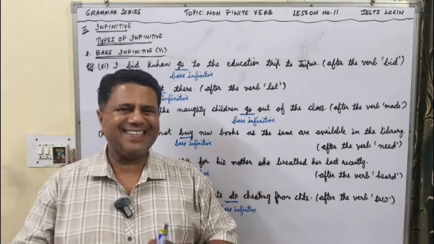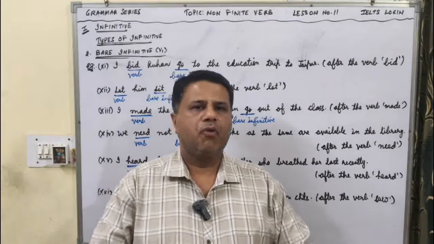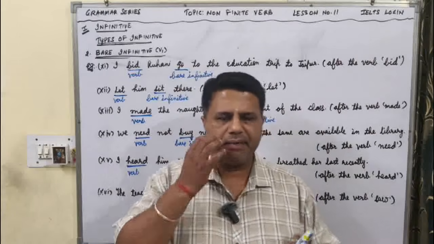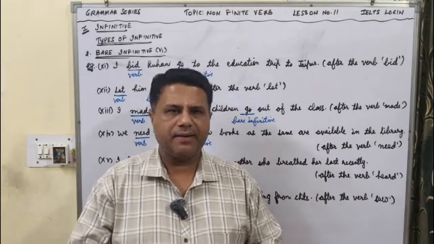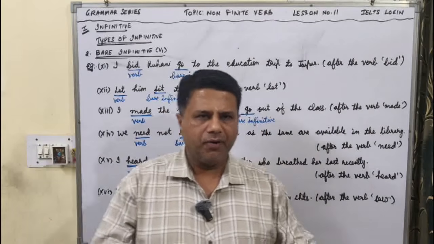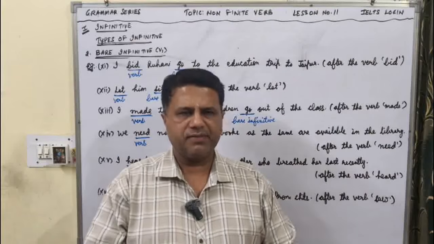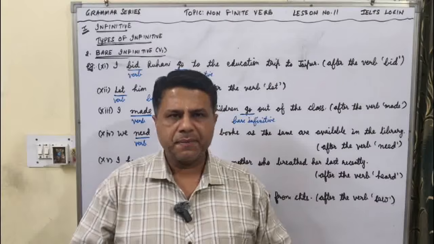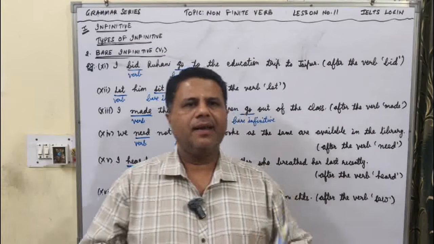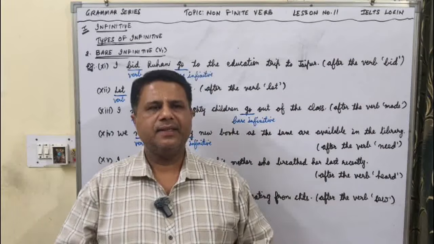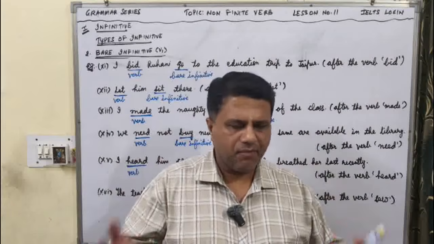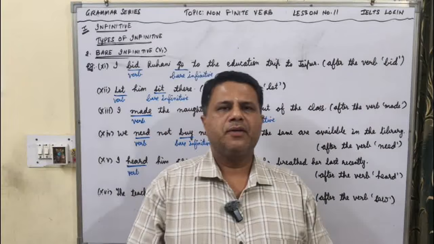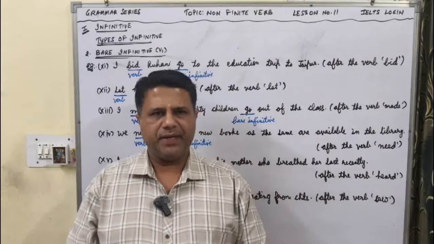Children, we have done 16 examples. 4 examples with modal auxiliary verbs, then some examples with special expressions like rather than, had better, or would rather, then 2 examples with conjunctions, and 6 examples with special verbs like let, make, hear, bid. Some more examples can be there, but I hope 16 examples are sufficient to understand the concept of bare infinitive.